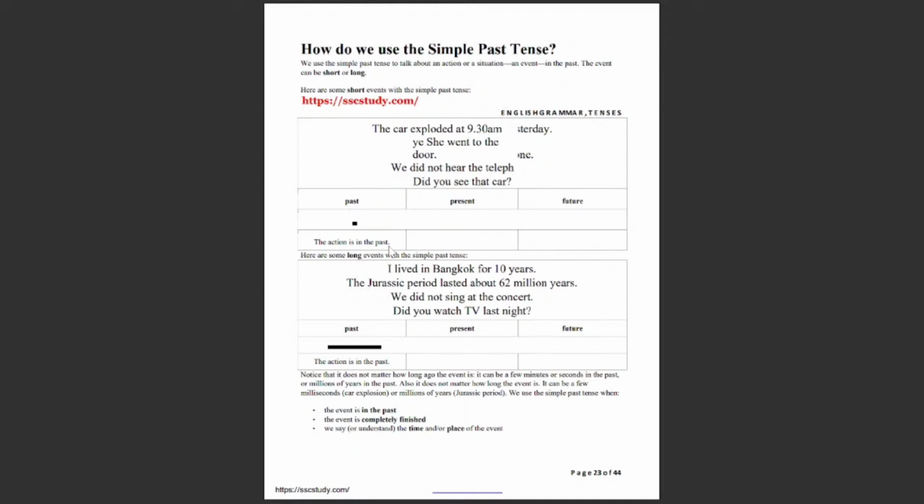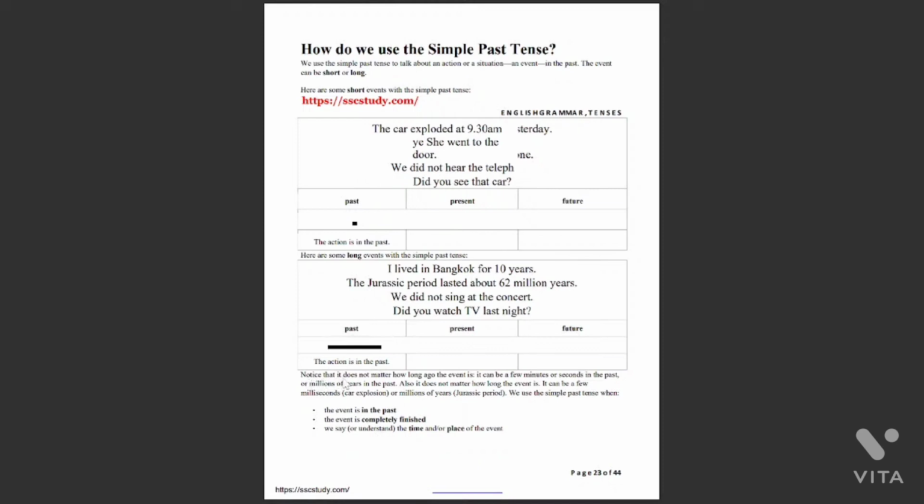Here are some long events with the simple past tense. I lived in Bangkok for 10 years. The Jurassic period lasted about 62 million years. We did not sing at the concert. Did you watch TV last night? So these actions are all done in the past. The action is in the past.